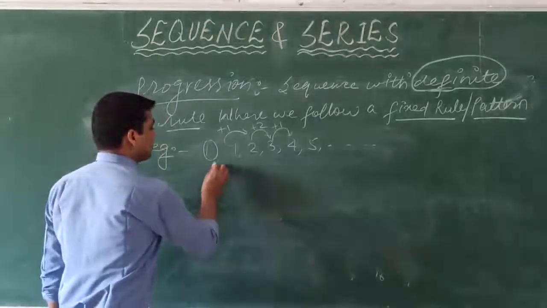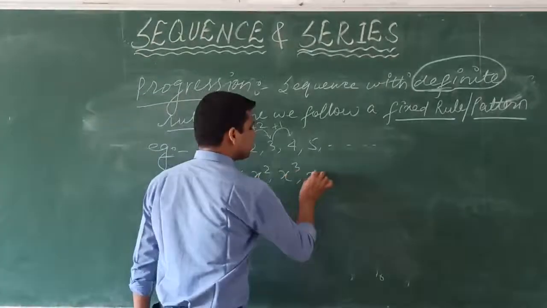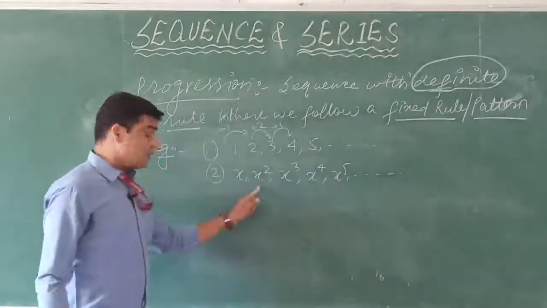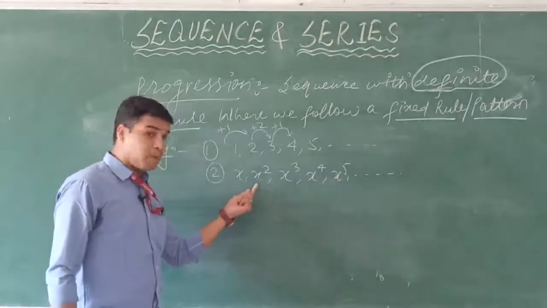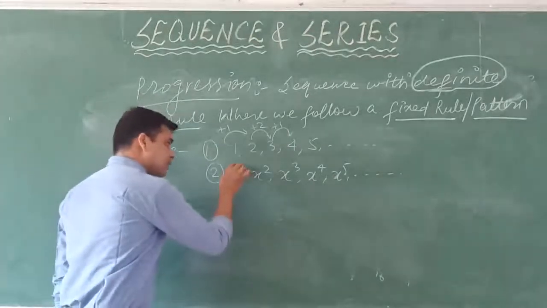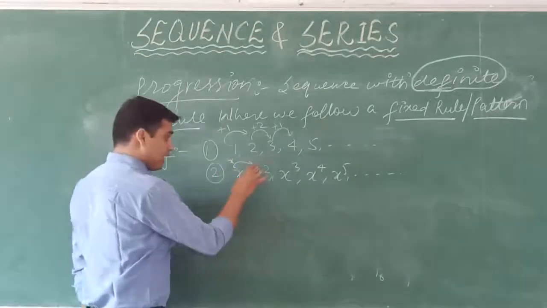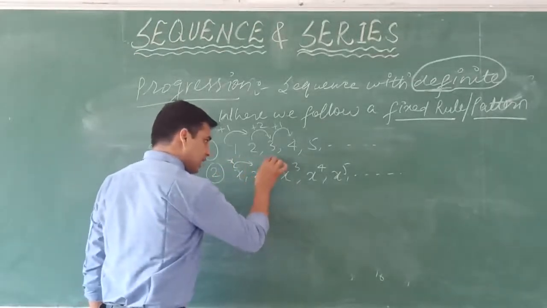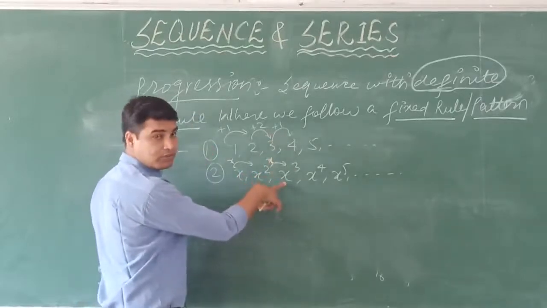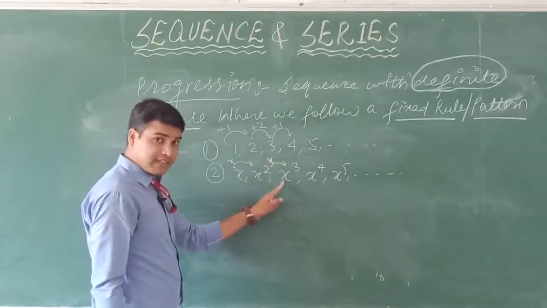Second example I am taking here: x square, x cube, x raised to the power 4, x raised to the power 5. In this way it is going. So from this example we can say that every successive term is the product of the preceding term with x. Why? If you multiply the previous term by x, you will get x square. Again if you multiply x square by x, then you will get x cube. In the same way, if you multiply x cube by x, you will get the next term.